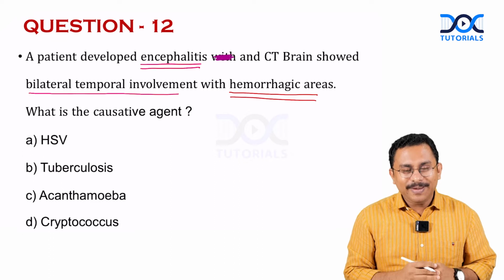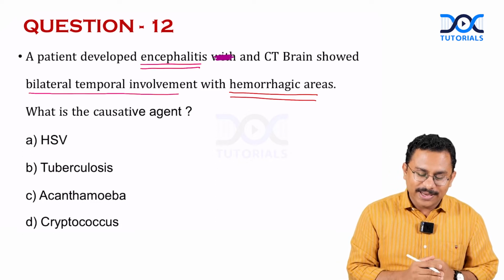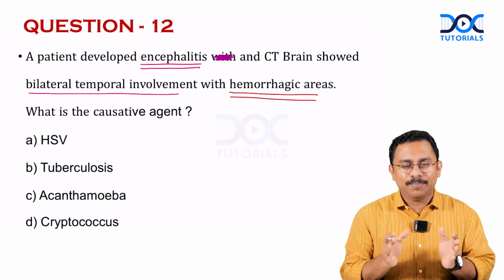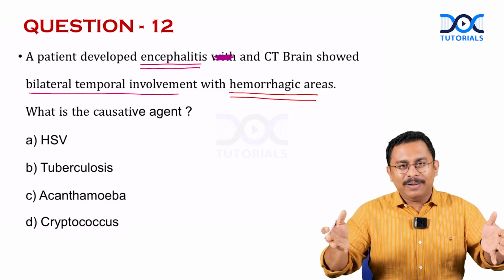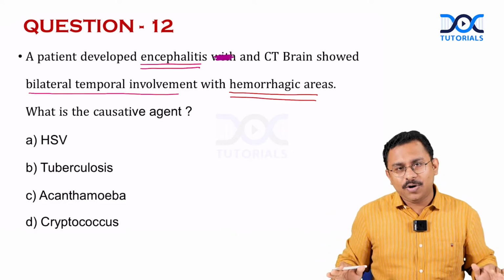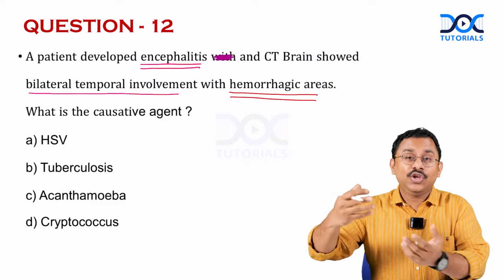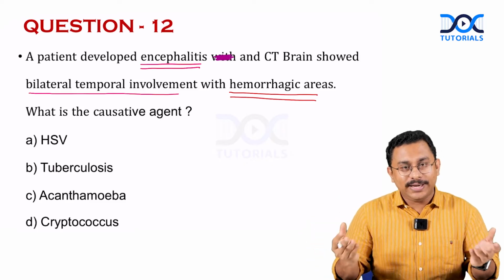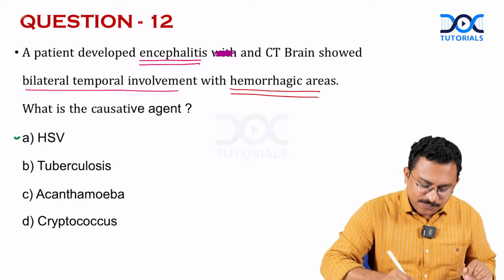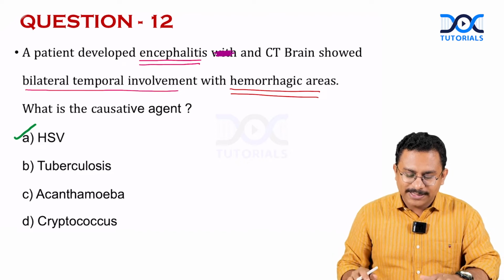So remember, HSV encephalitis, I've always told this, always has a predilection to involve the temporal lobes. Commonly, it can involve bilateral temporal lobes, but mind you, it can even cause a unilateral temporal lobe involvement also. The next question they ask, they might give you a unilateral temporal lobe involvement. So that is also possible. So the answer here is HSV. Let me just show you one screenshot from Harrison.